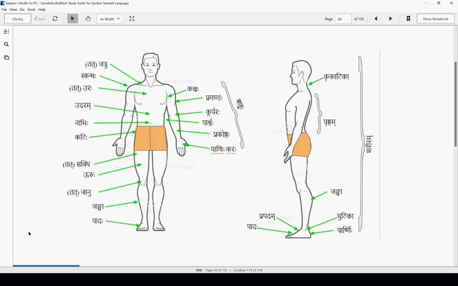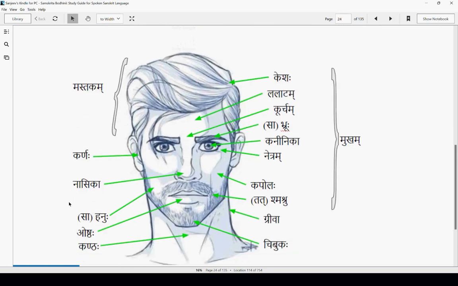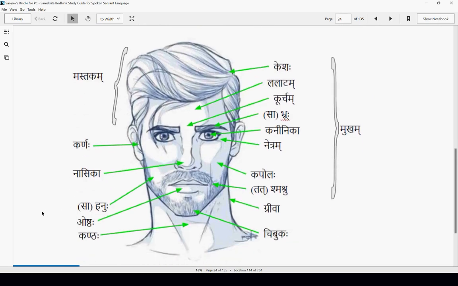Can we go over the page real quick? Keshaha. Lalatam, kurcham. Is that the space between the eyebrows? Yeah. Bhruhu, that's eyebrow. Is there another word, bhrukuti, for eyebrows? Yeah, bhrukuti is also there.